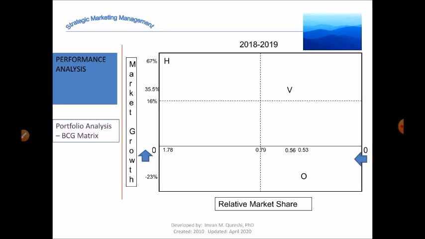Next one is Vivo. Again, their market growth is 35.5%, and their relative market share is 0.56, and they are going to be here in the question marks quadrant. Last one is Nokia. They have 0.26 as their relative market share, and minus 22% as their market growth. So they are again going to be placed in the dodos quadrant. This is how we are making this based on our data.